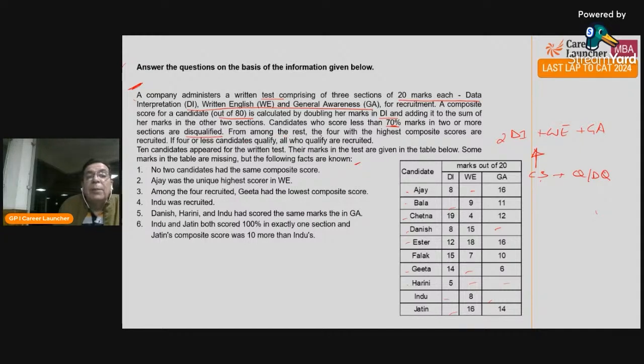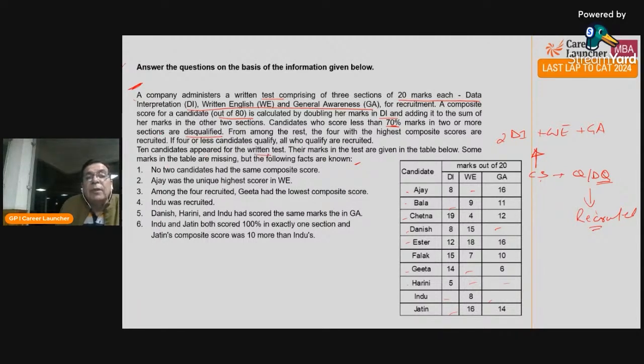From the rest, the 4 highest composite scores are recruited. Then there's something else which is called recruited. So the top 4 composite scores get recruited provided they are qualified. The people who are disqualified will be eliminated and some of the others you will recruit. If 4 or fewer candidates qualify, all who qualify are recruited.